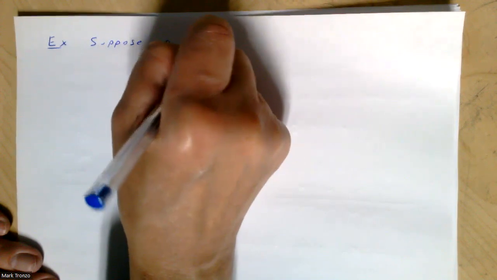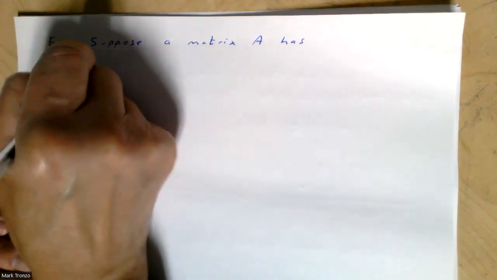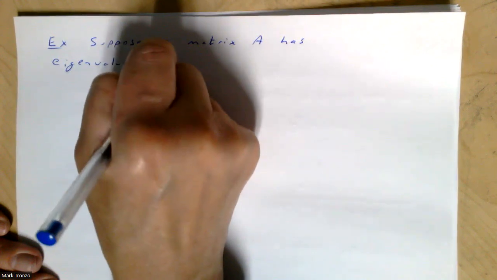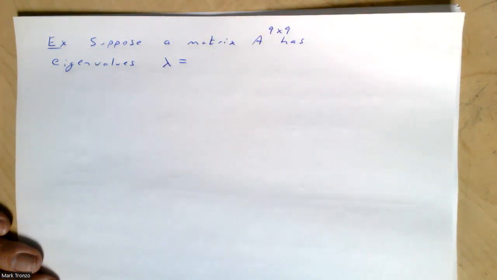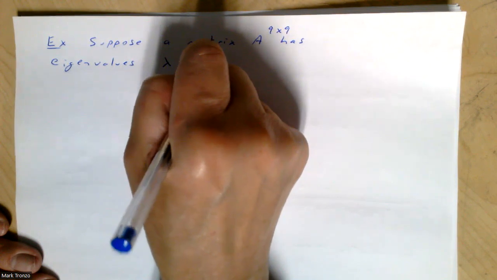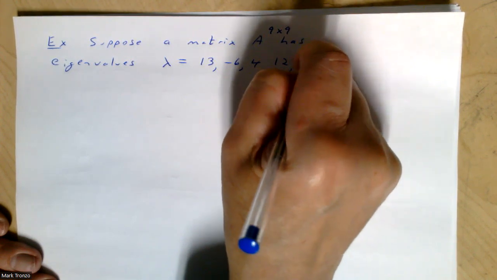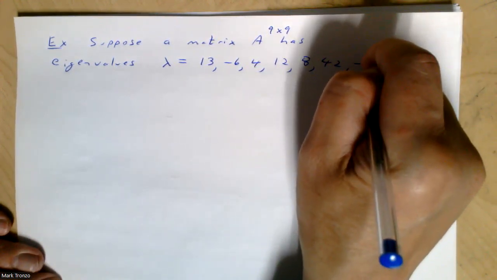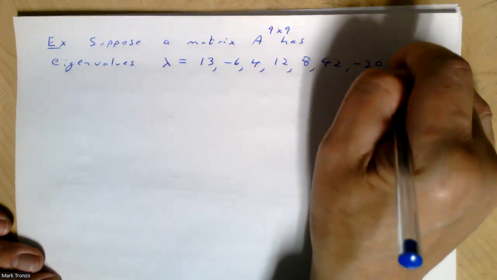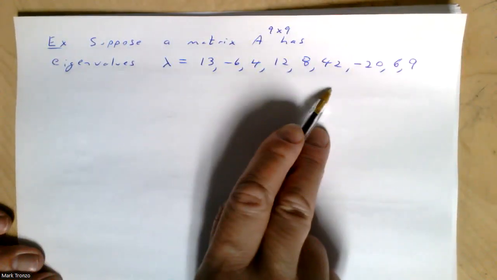So suppose matrix A has eigenvalues, and let me say this is a 9 by 9 matrix A that has eigenvalues 13, minus 6, 4, 12, 8, 42, minus 20, 6, and 9. Notice there's no repeats.